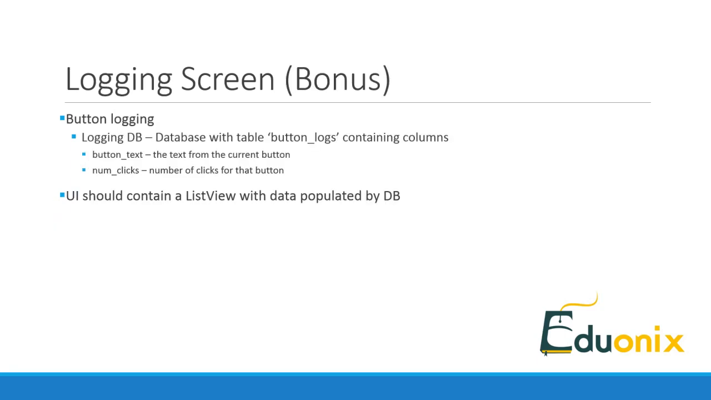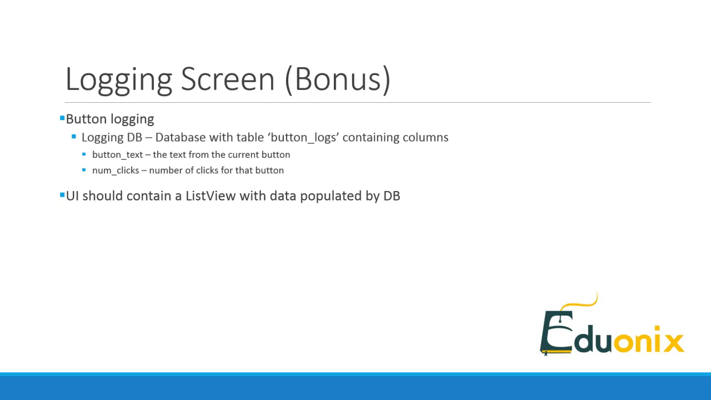The second screen of this application is a bonus, and should be a logging screen that is reachable by pressing an action button from the main menu. A database log should be constructed so that every time a button is pressed, the action is recorded. The database should contain the table button_logs, which should have 2 columns, button text, which should contain the text of the button pressed, and num clicks, which would keep a record of how many times a button has been pressed.